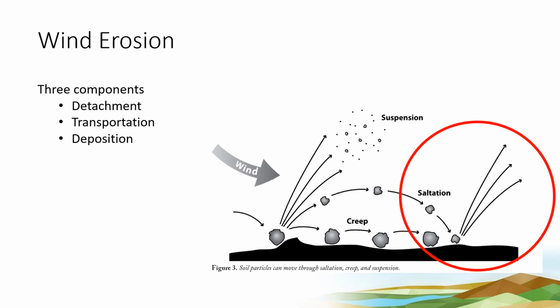Smaller particles are pushed by winds and bounce off the landscape via saltation. The particles can also break into even smaller pieces when they bounce off the ground.